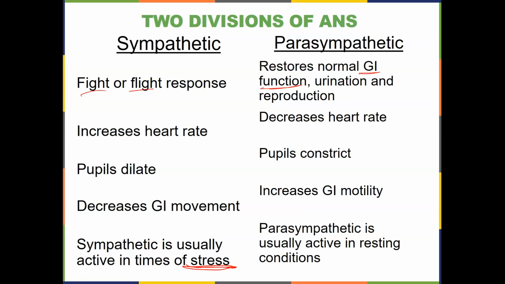Usually people have to go to the bathroom after that. Urination happens. Reproduction can happen during it, it becomes more prioritized during parasympathetic. Heart rate decreases. Pupils will constrict and adjust to light levels normally. The increase in GI motility is a big deal because after you've run away from the hungry lion, you've deprived your body of nutrients, your body wants to get those nutrients back to get ready for the next time a lion's chasing you. And then parasympathetic is usually active, again, during resting and digesting conditions.